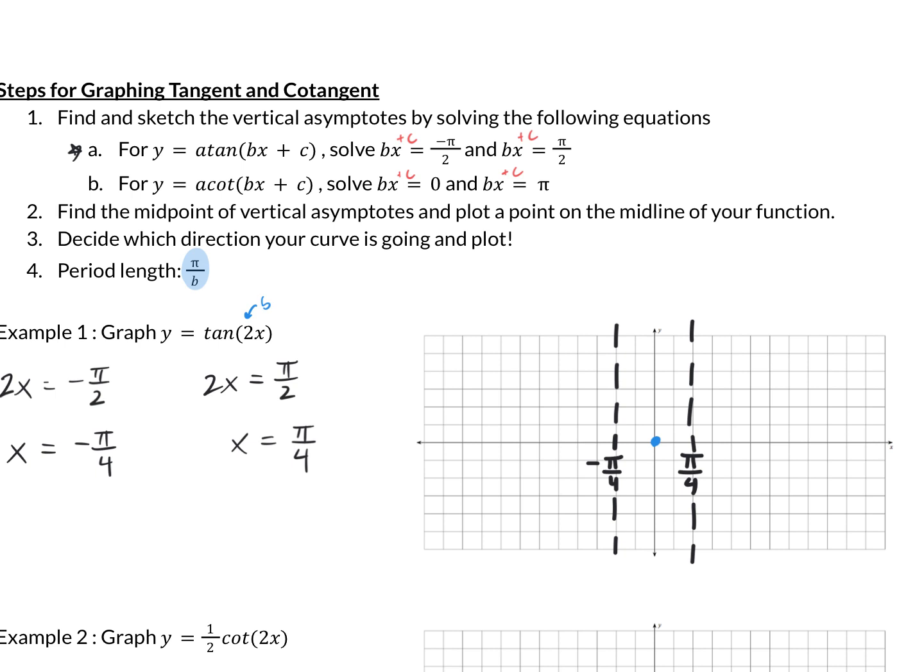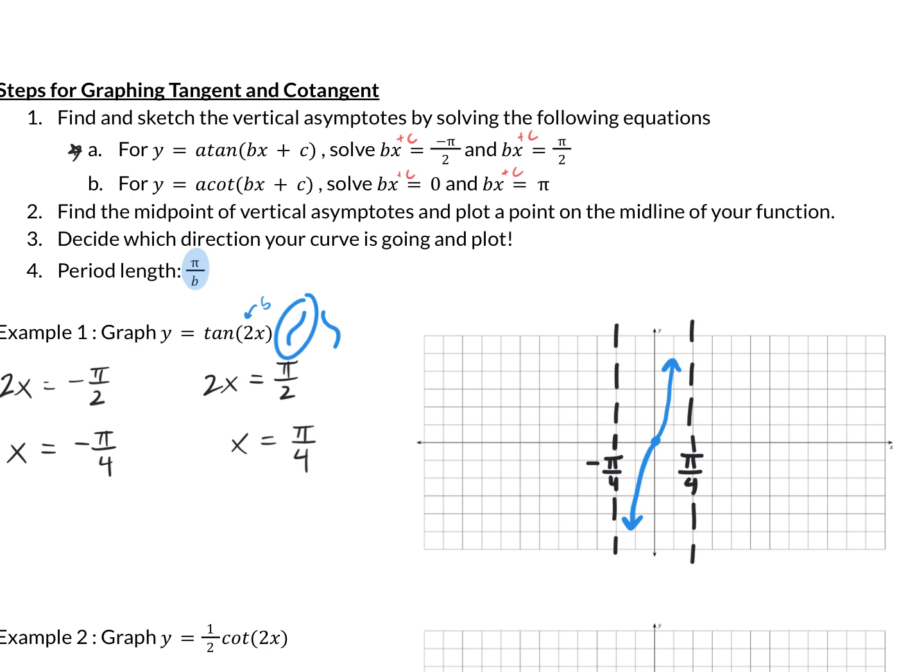And then we've got a tangent function. So is that going to go up to the right or down to the right? Up to the right. Up to the right. So I am going to approach both vertical asymptotes, but not cross them. Okay.